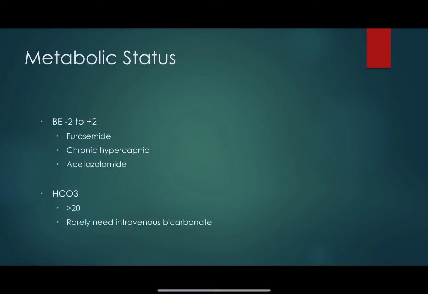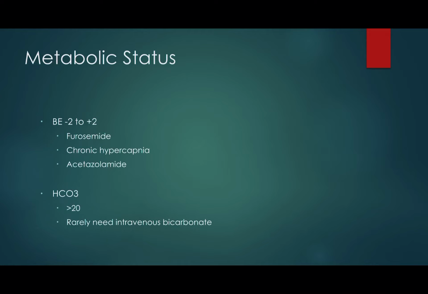In terms of metabolic status, it's very similar to what you would do on the ward, so you'd want to aim for a normal base excess of -2 to +2. And a normal bicarb, usually above 20-22. In terms of managing a bicarb, you will often see patients on frusemide, and frusemide causes quite significant metabolic alkalosis. So if you see the significant alkalosis starting to develop, think about your frusemide dose and think about what you're doing.